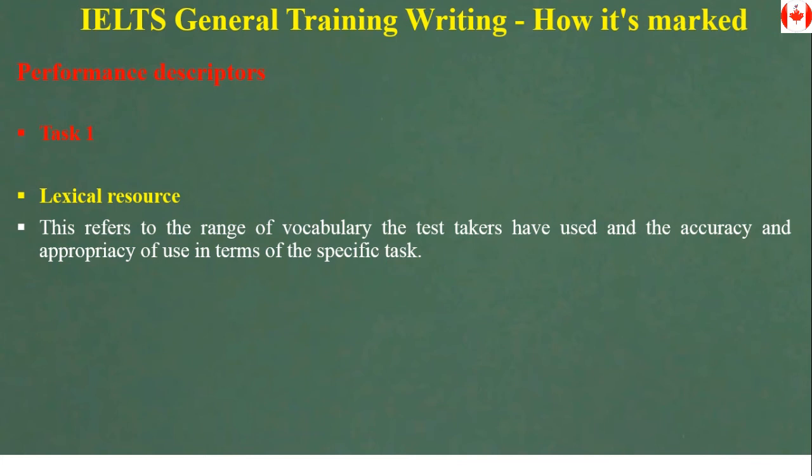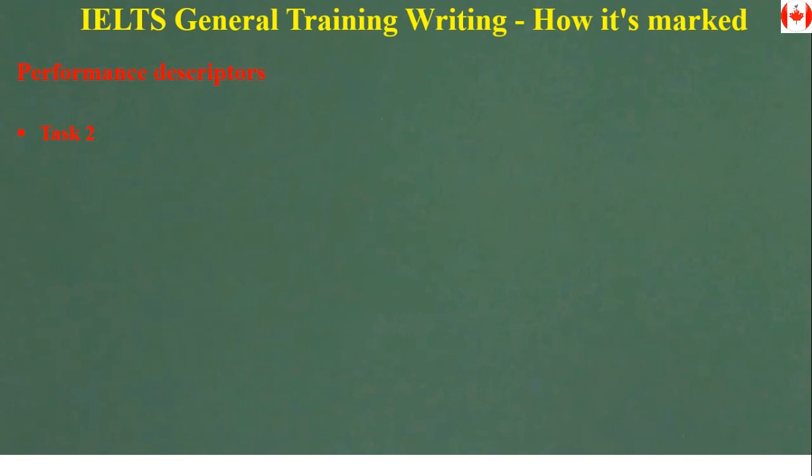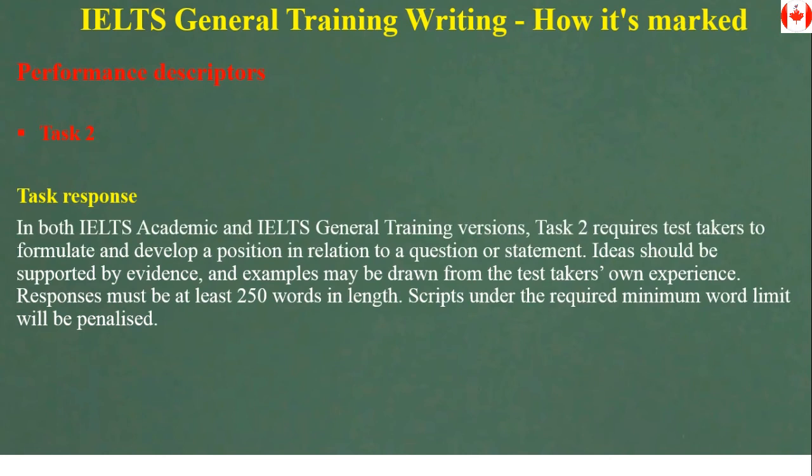The lexical resource refers to the range of vocabulary the test taker has used and the accuracy and appropriateness of use in terms of the specific task. Grammatical range and accuracy refers to the range and accurate use of grammar as manifested in the test taker's sentence writing. For task number 2, it's almost the same thing.